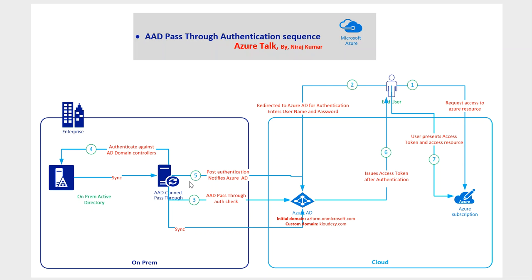You don't need any inbound connectivity. If you look at this diagram, you don't need any inbound connectivity. It's always an outbound. Your server is making an outbound call. Nothing is reaching back from the internet to your on-prem server.